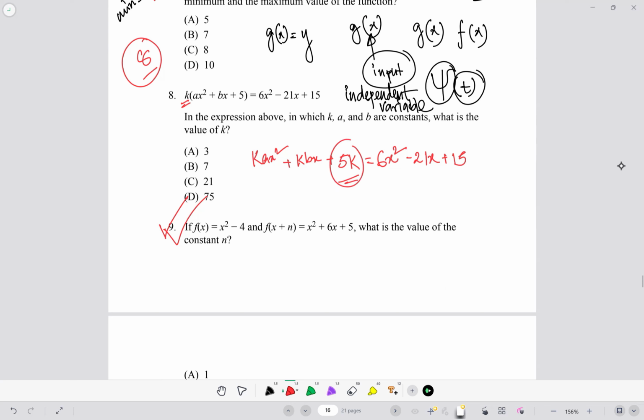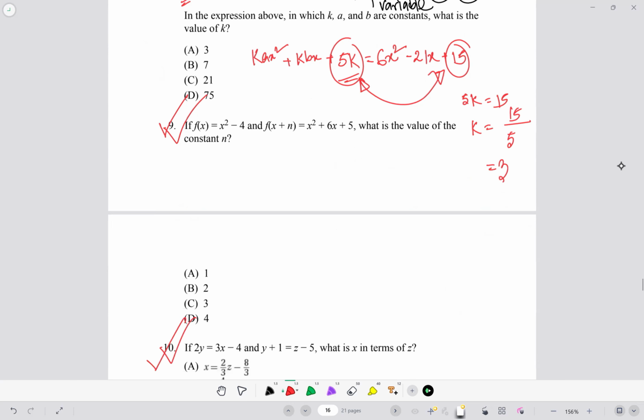So this is the coefficient equating process, and you just need to equate them and you can find the value of k. Is that simple? 5k equals 15, so k equals 15 divided by 5, which is 3. Okay. So problem number 9.